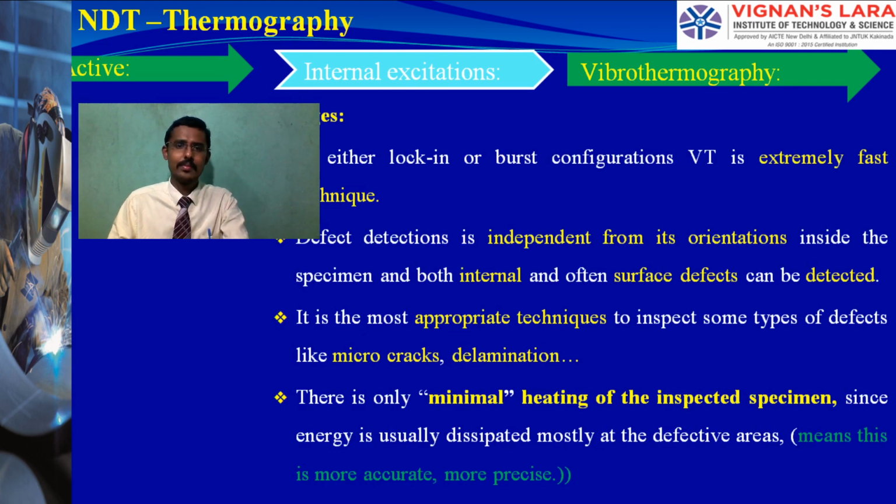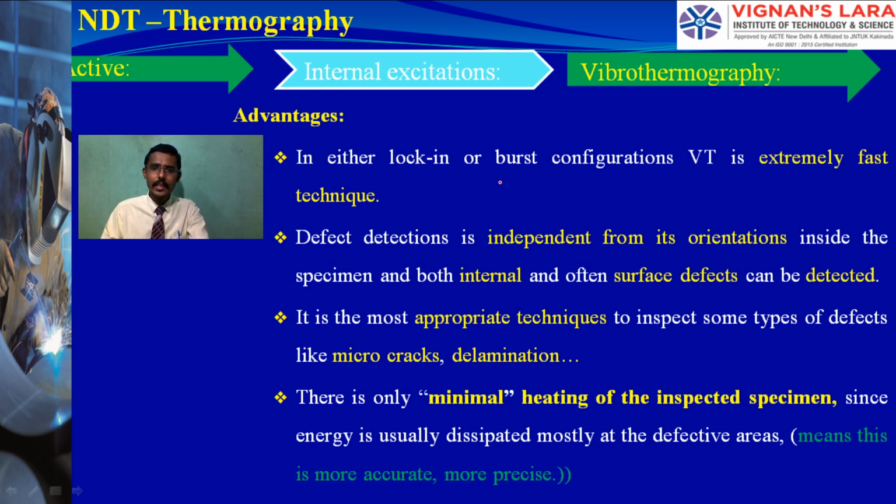The advantages: in either burst mode or lock-in mode, both are fast techniques because of the flash, the bursting, or the ultrasonic vibrations. All methods are tremendously fast techniques. That is one very good advantage. Defect detection is independent of orientation inside the specimen, and both internal and often surface defects can be detected. So we can detect internal defects or subsurface defects.